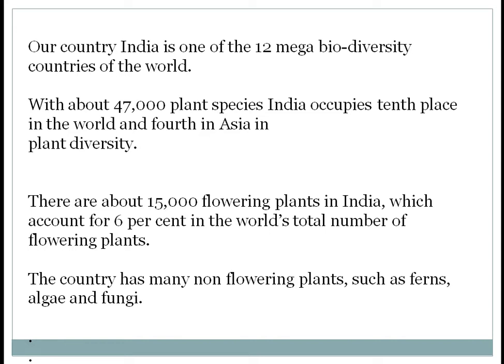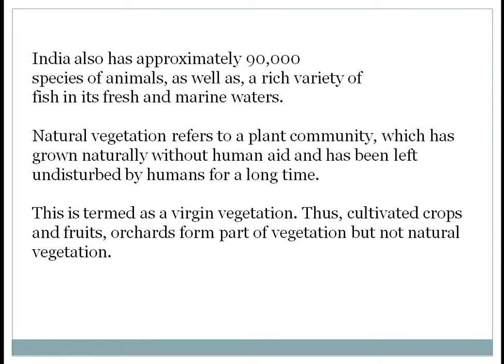Next, India also has approximately 90,000 species of animals. So first we saw the flora, now we are speaking about the fauna. The species of animals as well as a rich variety of fish in its fresh and marine water, that means fresh and salty water. So here we are seeing the 90,000 species of animals. So 1 mark MCQs or 1 sentence question answers can be asked.